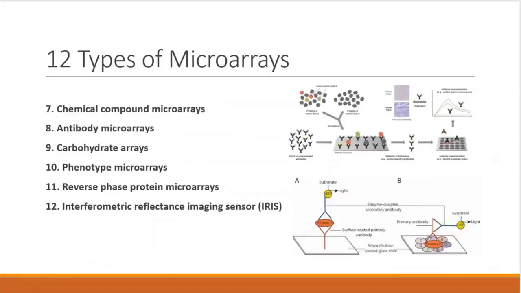There are chemical compound microarrays, which analyze proteins that bind to specific chemicals. This is really used for drug screening and drug discovery. You have antibody microarrays, which are used for detecting antigens. Carbohydrate microarrays analyze proteins that bind to certain carbohydrates, and this is mostly used for allergen recognition in the human body. Phenotype microarrays measure phenotypic reactions of cells in response to a changing environment. This is mainly used in drug development. Reverse phase protein microarrays are mostly used in clinical trials. This detects altered proteins as they relate to diseases.